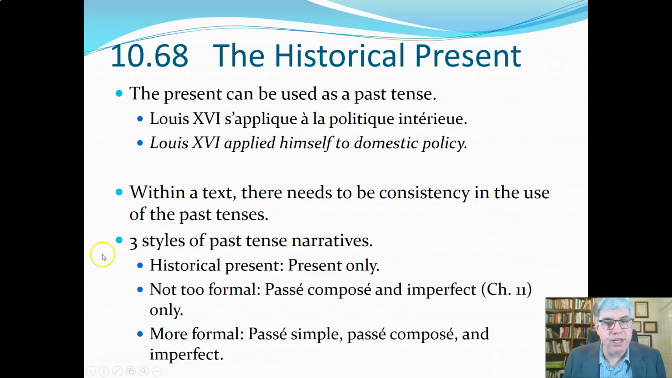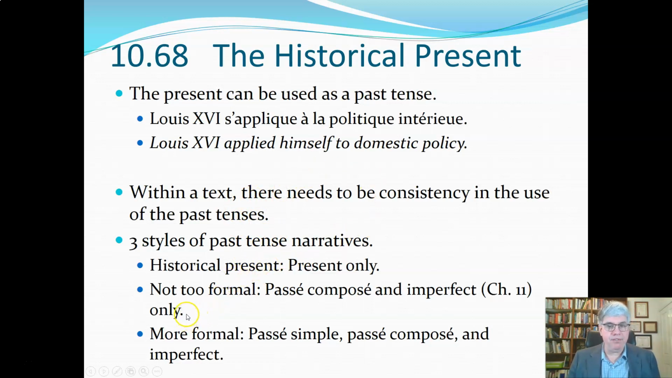And so there's three styles of past tense narratives in French. There's the historical present, where it's a present only. And a lot of times in school books, they'll do this, even up through high school. They'll present a historical narrative using the historical present because it's just a lot easier to read. Plus, it makes it more lively. Oh, so Louis the 16th does this, and he does this, and then he does this. That makes it more interesting to read.